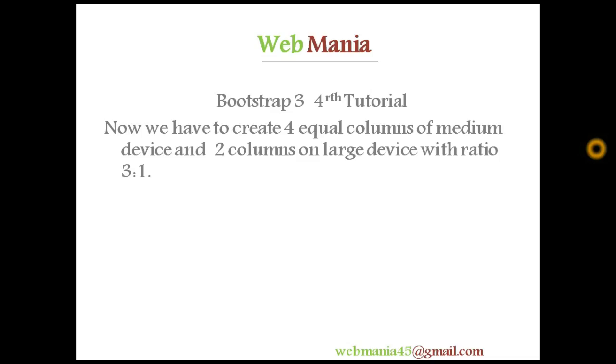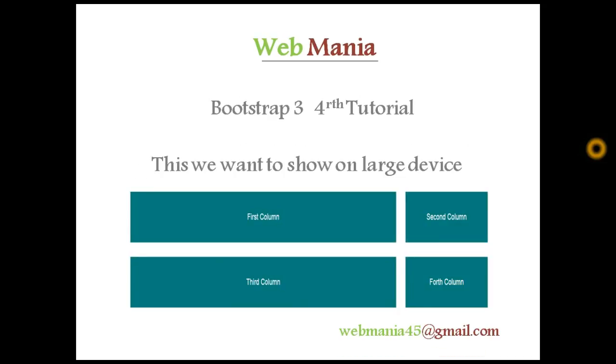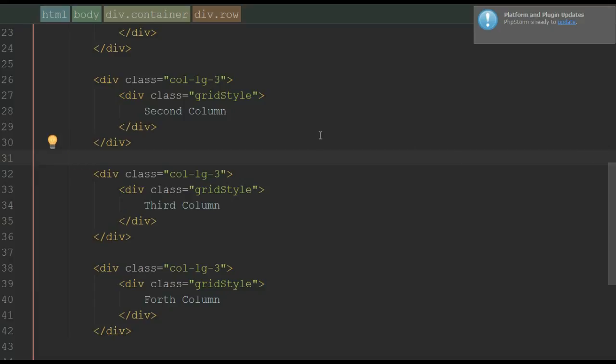Now we have to create 4 equal columns on medium device and 2 columns on large device with ratio 3:1. This is what we want to show on medium device, and this is what we want to show on large device. So let's do some practical and make this large device. So let's go to our editor. It's our editor, and we make the large screen with 3:1.